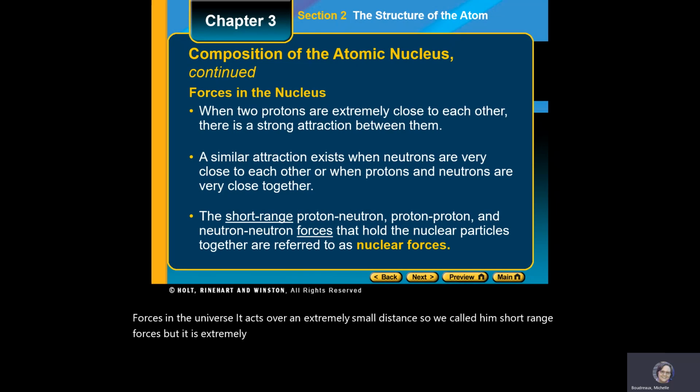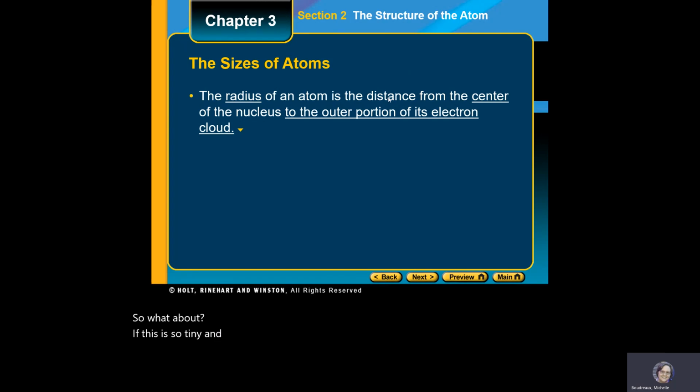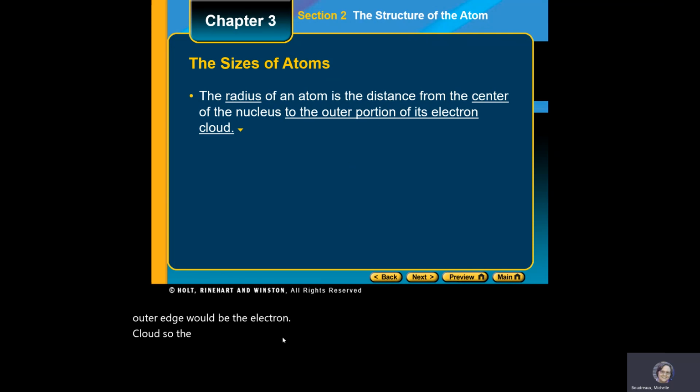So what about the size of these tiny atoms? Well, we have to be able to measure the size of atoms. And we do that just the same way as you would measure the size of a circle. We look at the radius, and we say that the radius, just like in geometry, is from the center to the outer edge of the circle. In this case, the center would be the center of the nucleus, and the outer edge would be the electron cloud. So the radius of an atom is from the nucleus to the electron cloud.